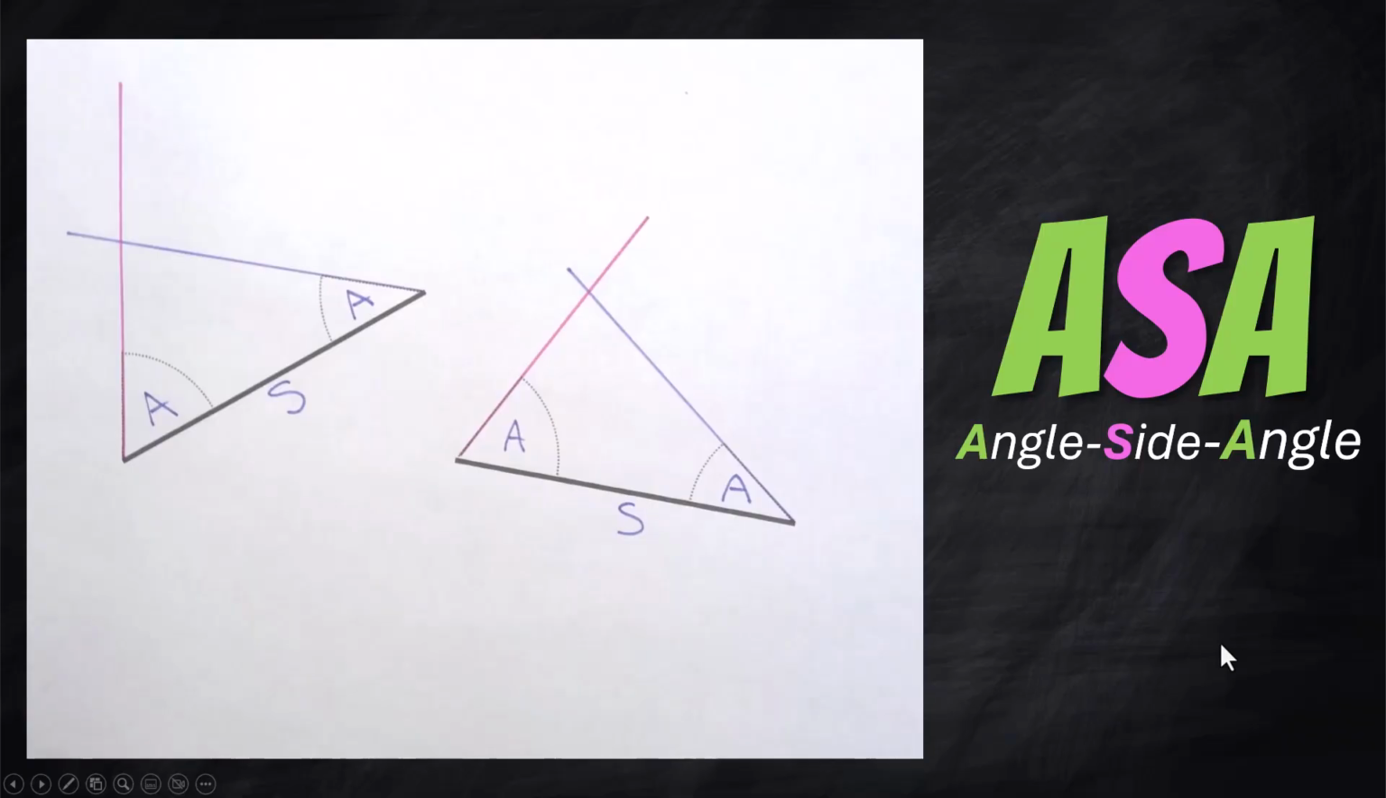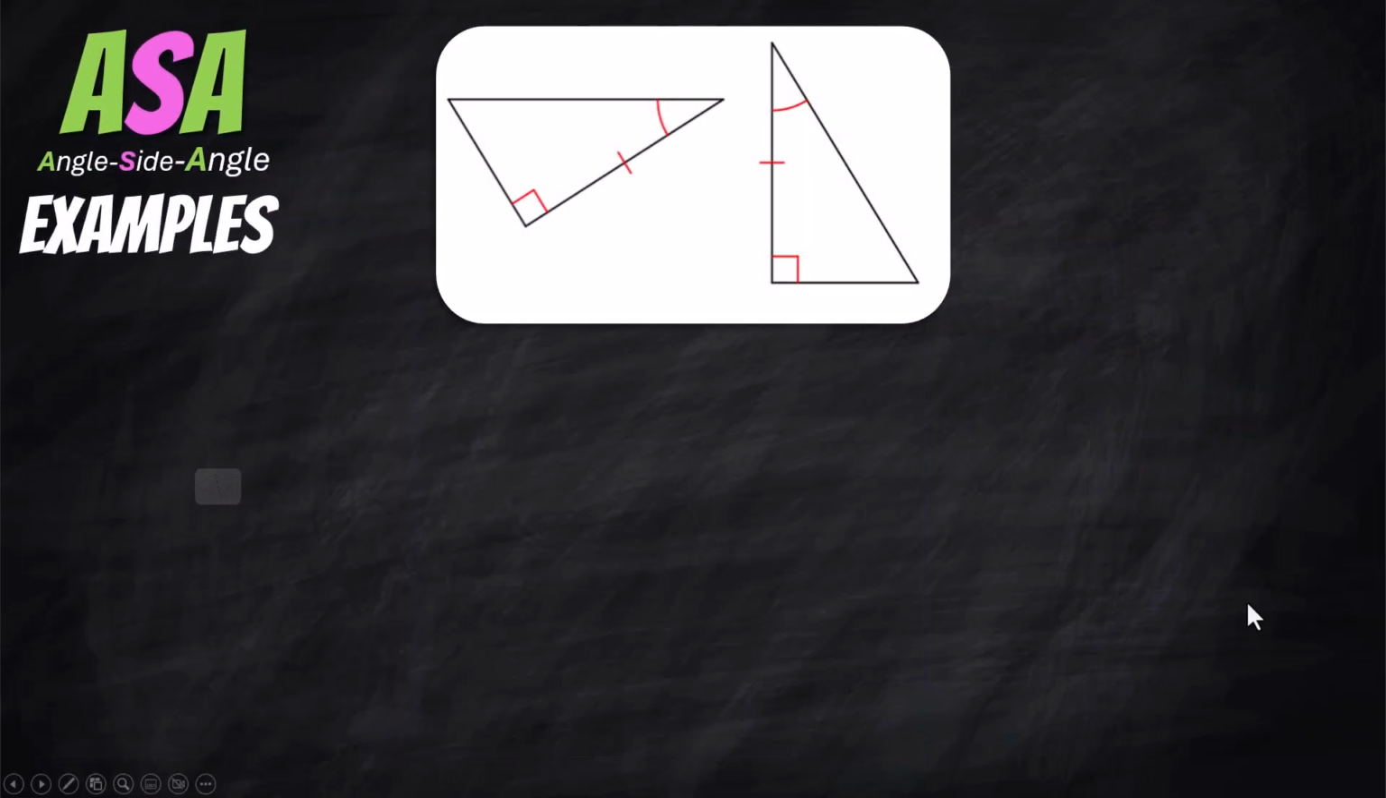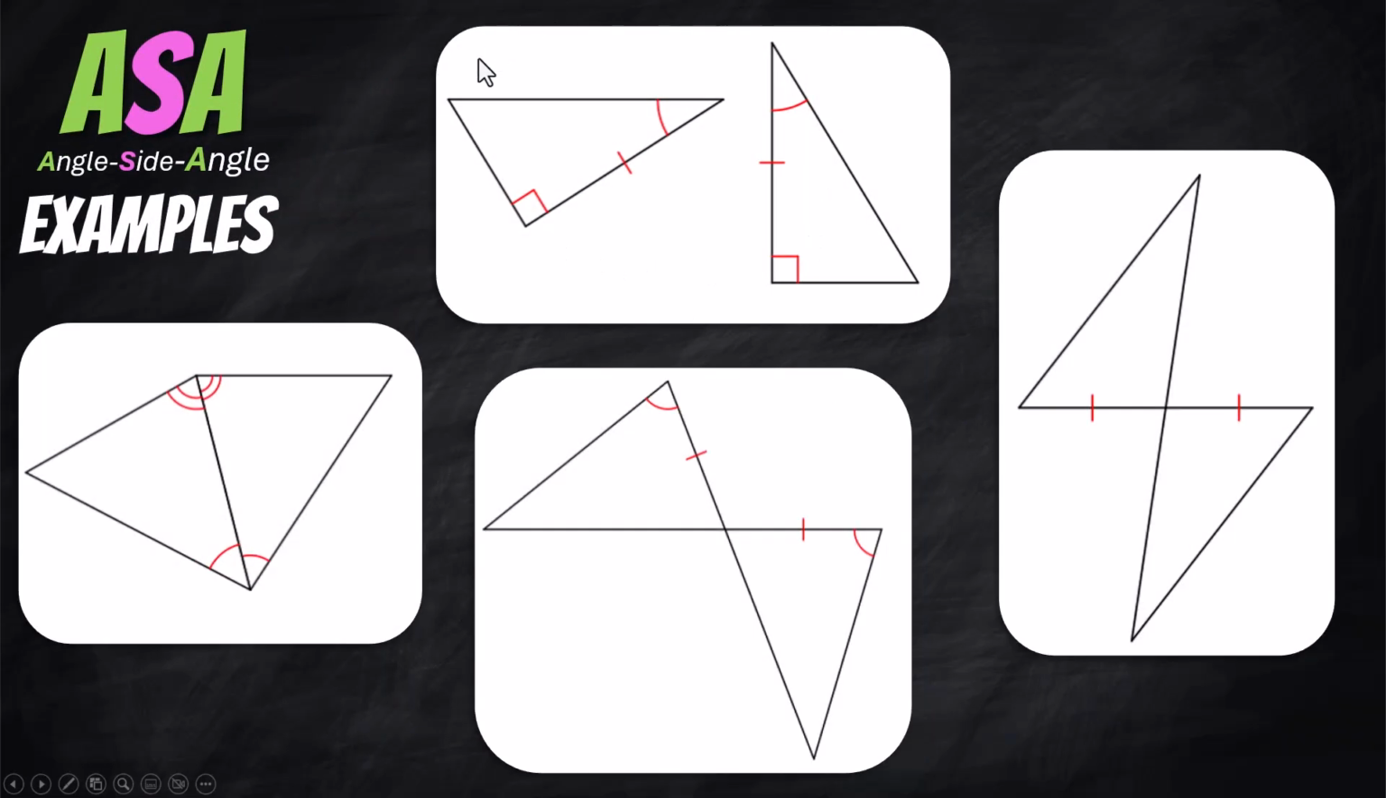Let's look at the examples. In this first one up here on the top, these right angles are always congruent. So there's one pair of congruent angles. You have a pair of congruent sides that are marked, and you have another pair of congruent angles that are marked. But what you really are looking for in these diagrams, once they're marked up, is that the side is between the two angles for both of the triangles.